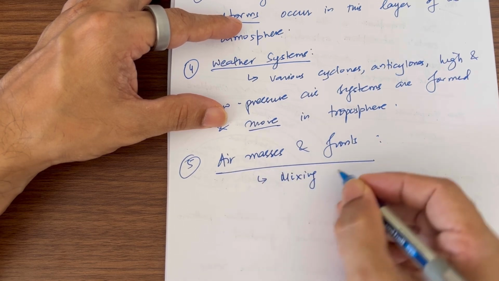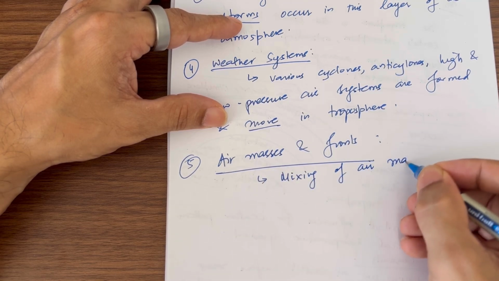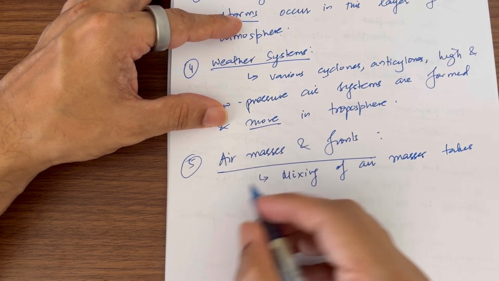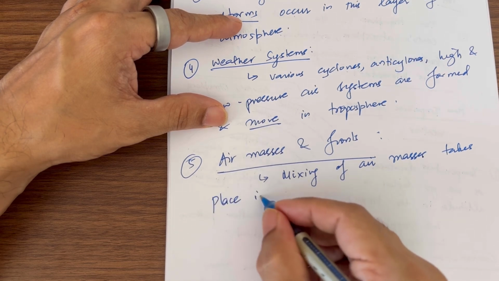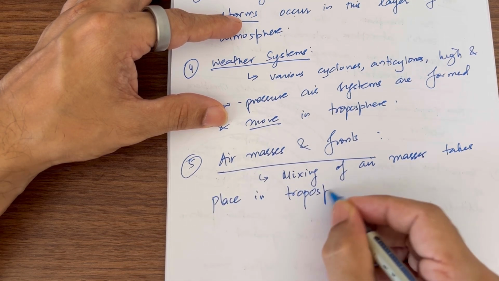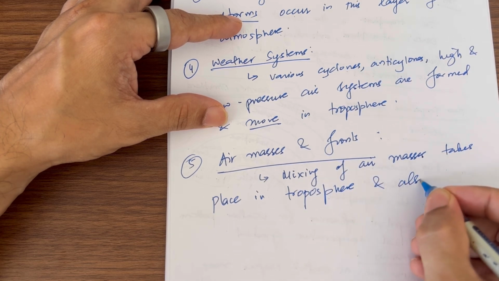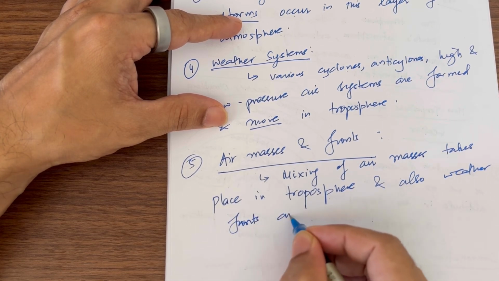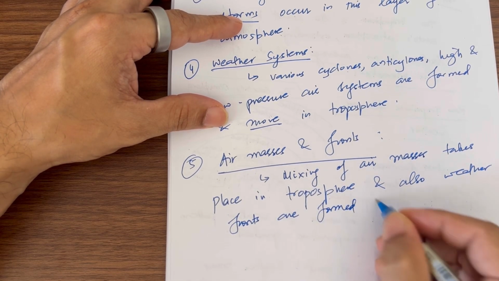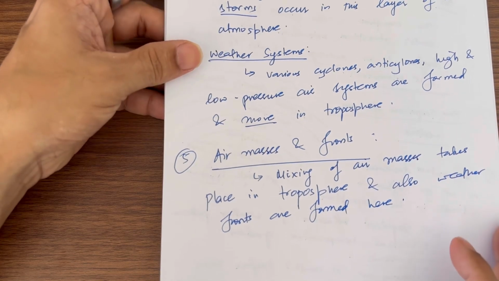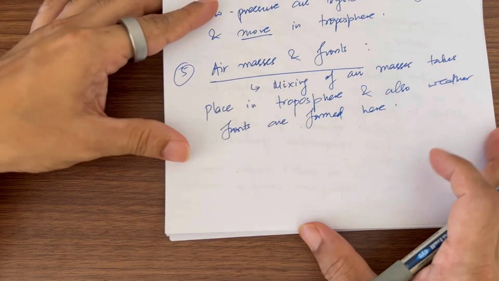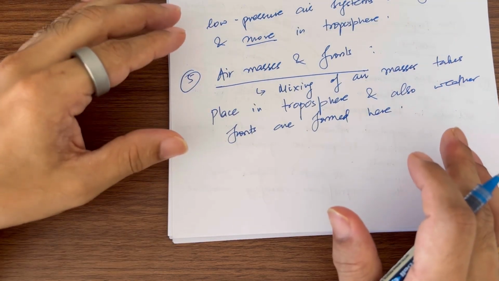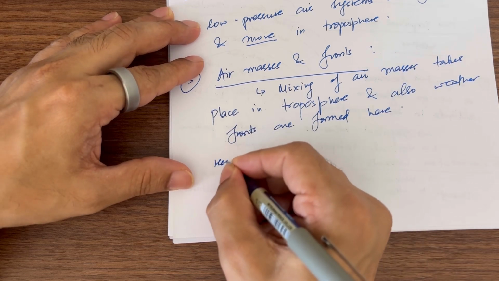Mixing of air masses takes place in troposphere, and also weather fronts are formed here. Okay. Now I think these many points are enough. If you have any other interesting points, you can write. From my knowledge, I have given you these points. Now you can just finish it with a small conclusion.